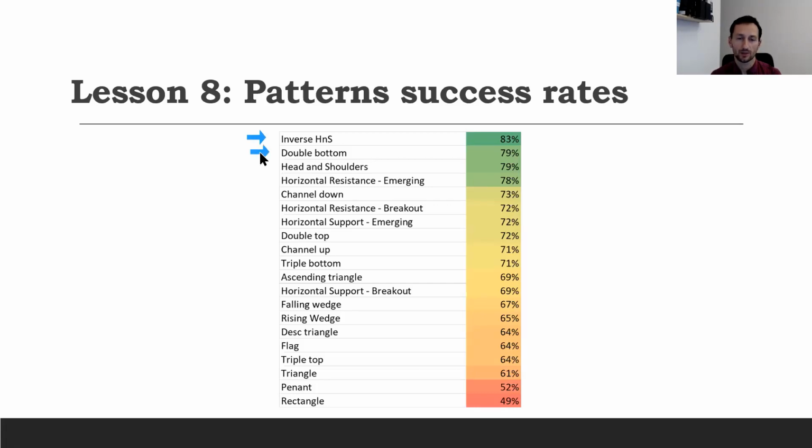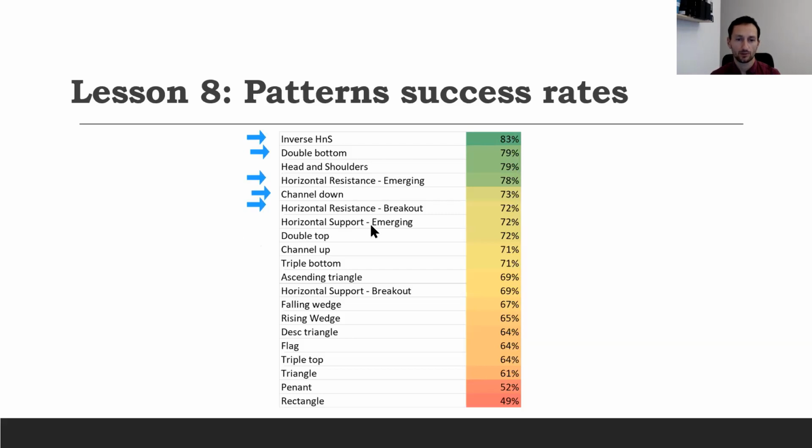Double bottom as well, great one. We talked about horizontal resistance emerging, horizontal resistance breakout, channel down, solid. Head and shoulders, it's got a good success rate, but that's a bearish pattern, right? So if you were comfortable with shorting, then that would be your signal.